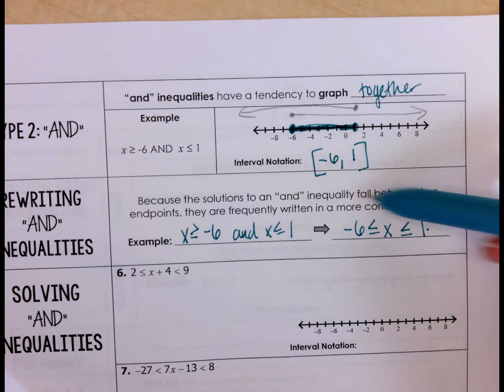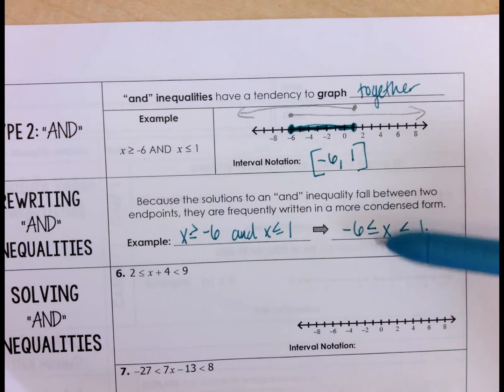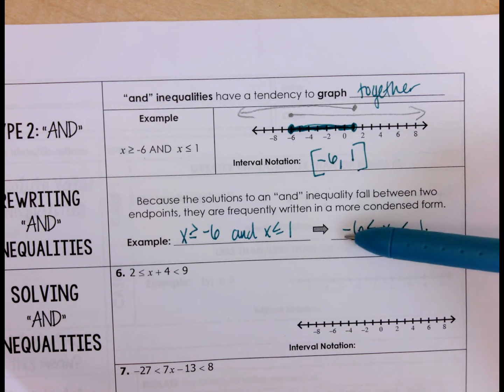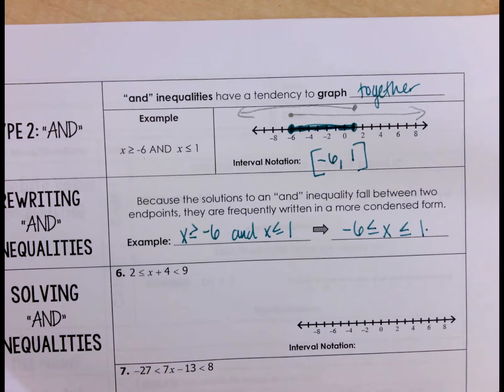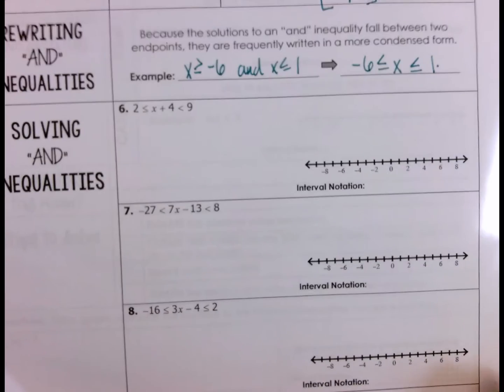Okay, so that's just the condensed format that sometimes you'll see the answers written in. Instead of using the "and", you'll see it written like this. But it means the exact same thing, that x is greater than or equal to negative 6 and x is less than or equal to 1. Identical to that.